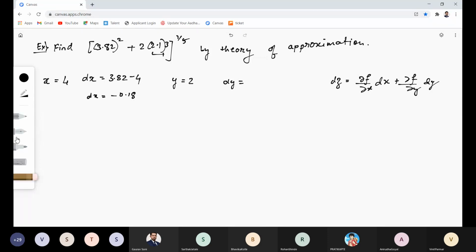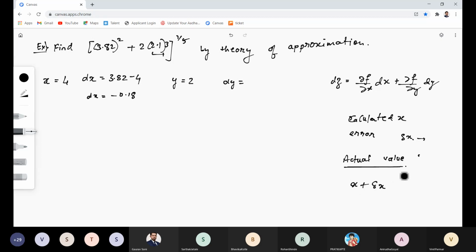See, there are three terms we are working with: calculated x, error delta x, and the actual value of x. Okay. So calculated x and the error, that is going to give me x plus delta x, that is the actual value.